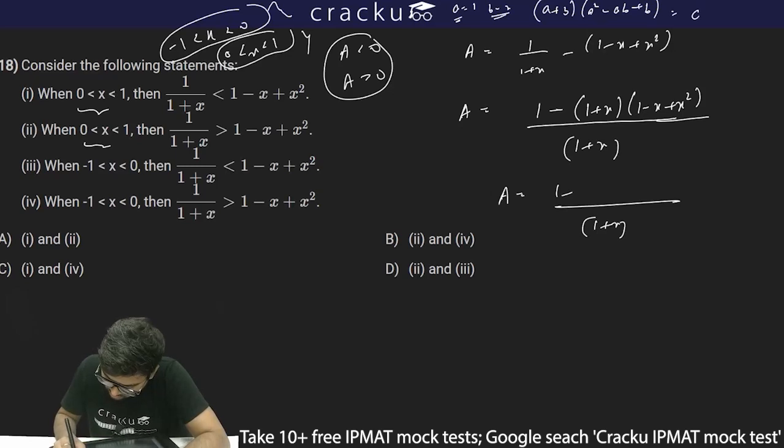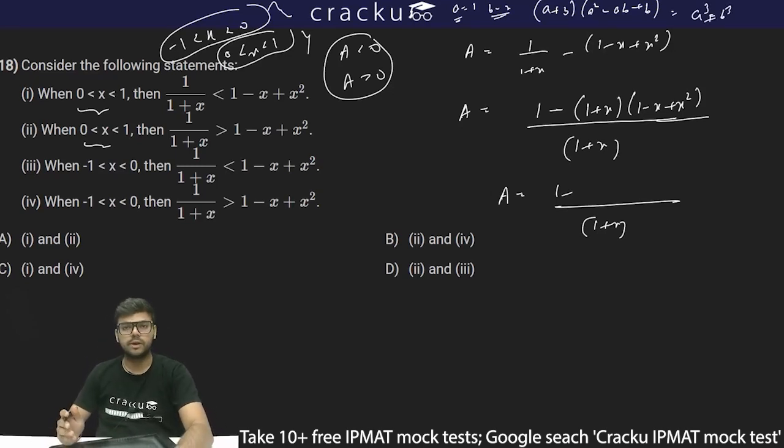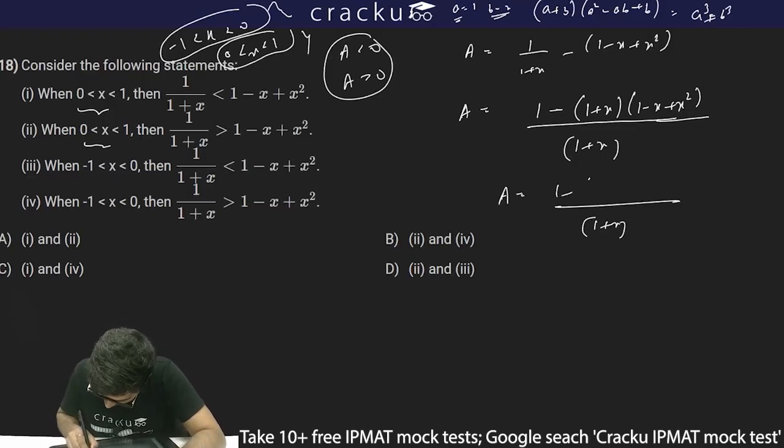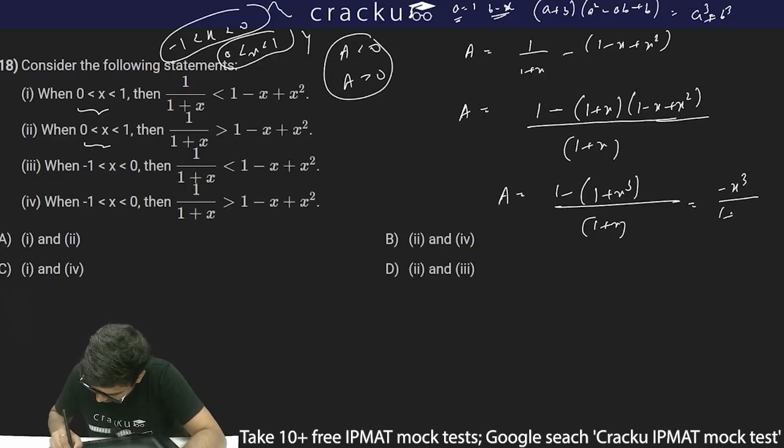So this is equal to a cube plus b cube. A plus b into a square minus ab plus b square is a cube plus b cube. So this can be written as 1 plus x cube, where a is 1 and b is x. So 1 minus x cube upon 1 plus x, this is equal to minus x cube upon 1 plus x.